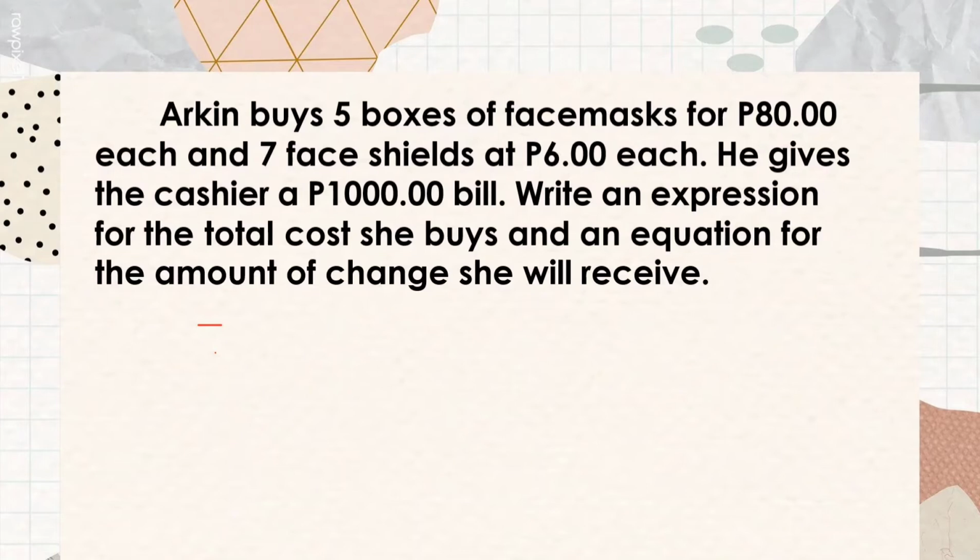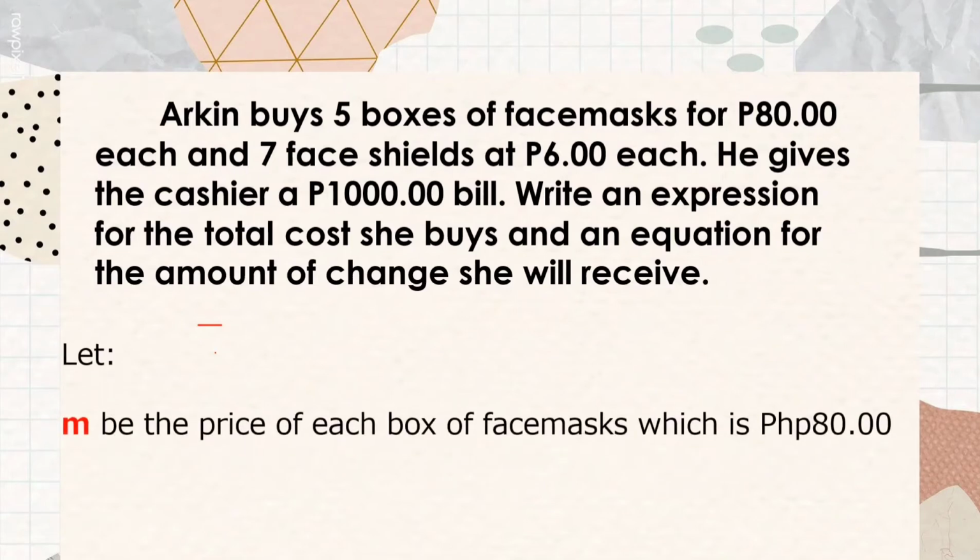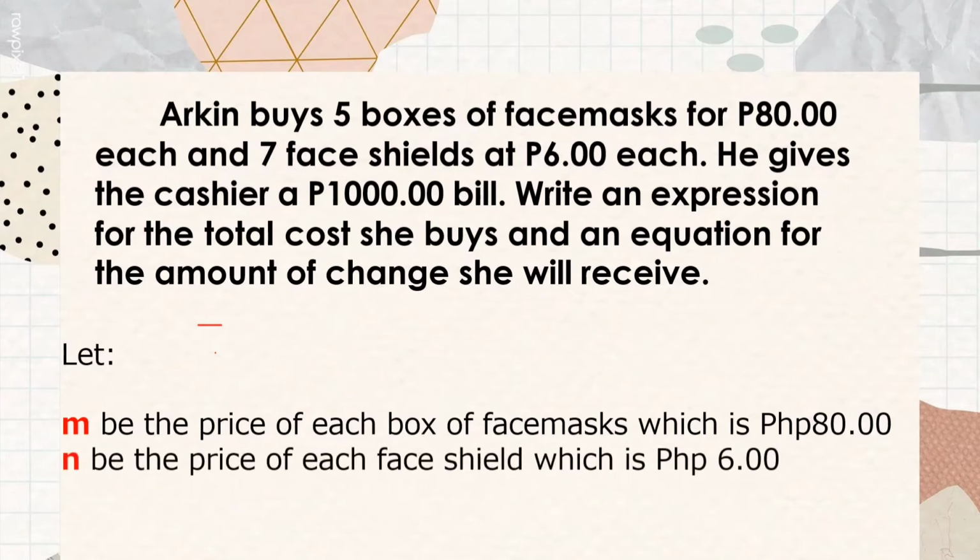So again, what is a variable? When we say variable, it is a letter from the alphabet that represents a value. That can be from A to Z. So let M be the price of each box of face mask, which is 80 pesos. N be the price of each face shield, which is 6 pesos. And P be the amount of change. So, tatlong variables ang gagamitin natin dito.